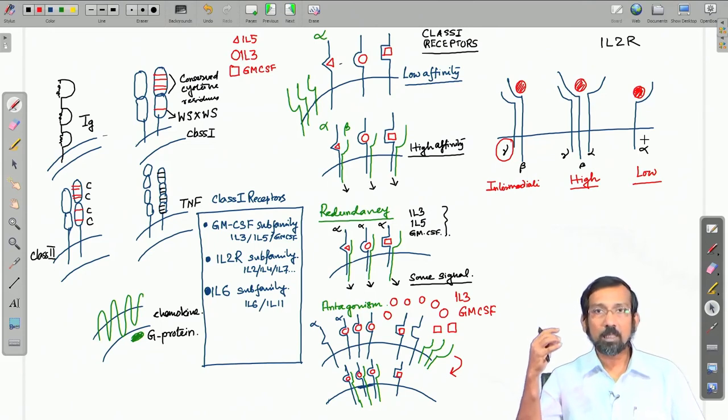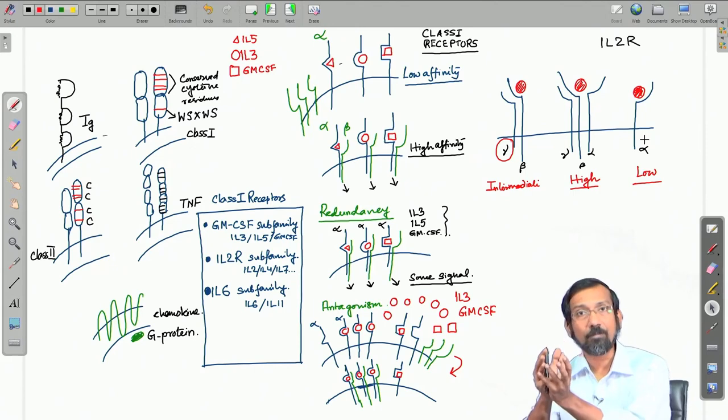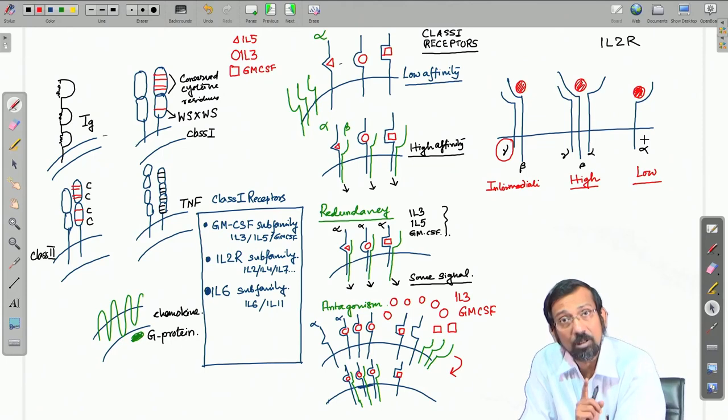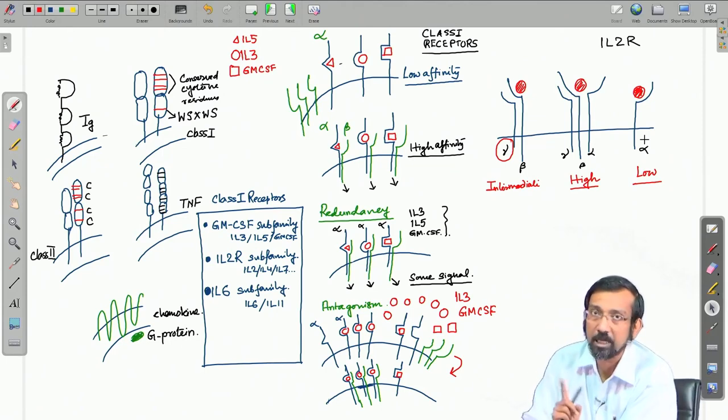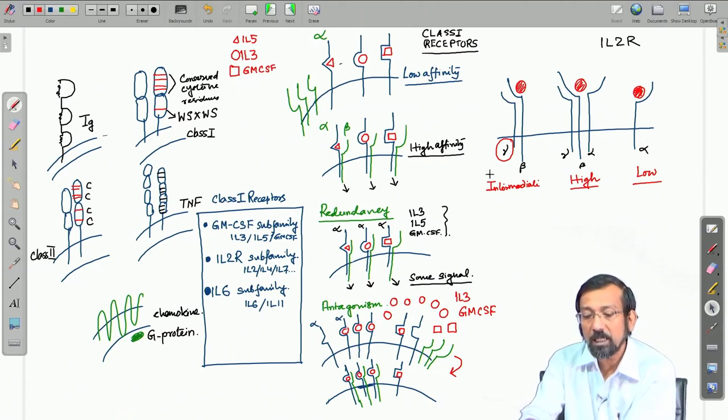The alpha and the beta subunit expression of this receptor is mostly coordinated with activation. So, once there is an activation of the cell, for example the T cell, then only the alpha and the beta subunits will be expressed, and that would lead to formation of the high affinity receptor. That high affinity receptor is the effective form of the receptor that can transduce the signal. The low affinity receptors cannot transduce the signal, remember. So, the low affinity form or the intermediate affinity form can never transduce the signal.